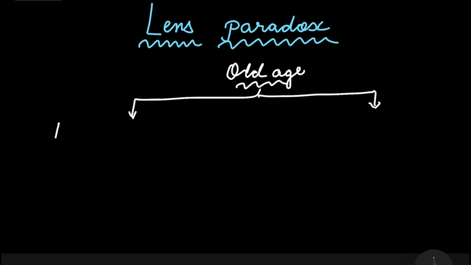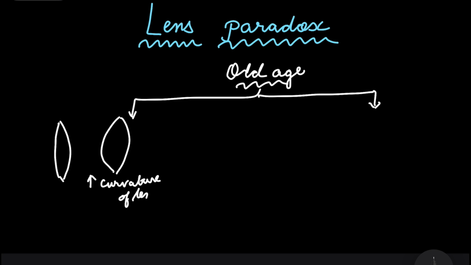First of all, if this was the lens of a young person, if you compare the lens of an old person, you will see that the lens has become somewhat like this. This means that there is an increase in the curvature of the lens. Actually, what happens is the lens with age becomes more and more rigid and thus becomes more and more curved.